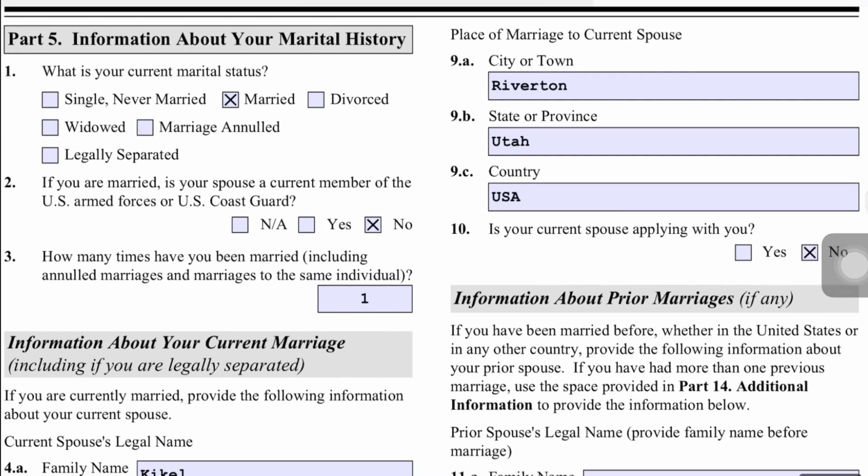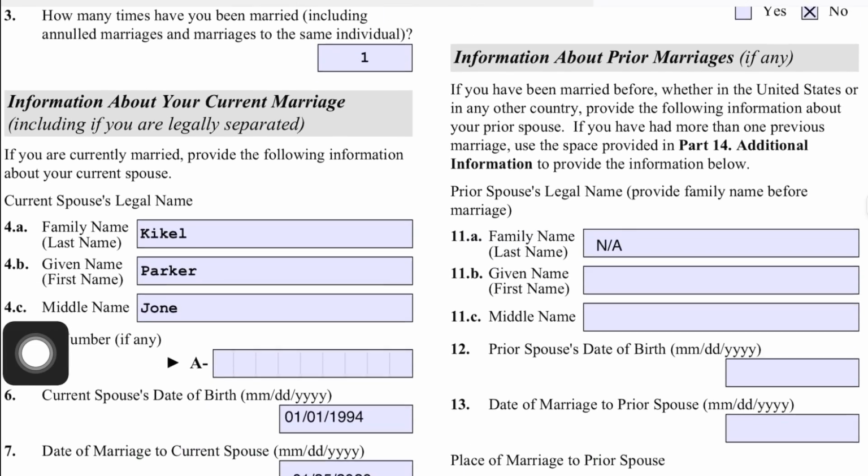Okay, the next one will be part 5, information about your marital history. So what is your current marital status? Put married. Is your spouse a current member of the U.S. Armed Forces or U.S. Coast Guard? I put no because he is not. How many times have you been married? So I put 1 because my husband is the only husband I had. I never have been married before. We are both single, so I just put 1.